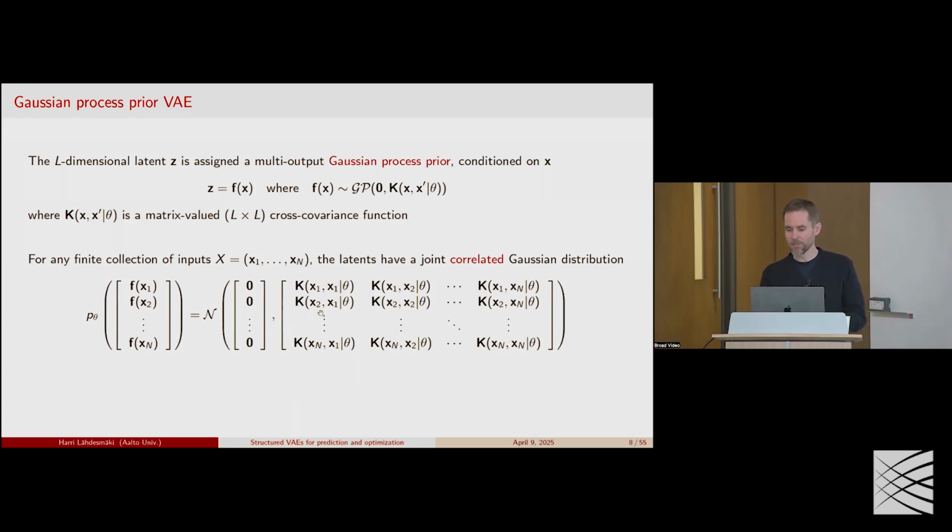And the intuition is that the cross covariance function defines how strongly the different data points are coupled. So for those data points where the inputs are close by, the correlation is high. For those data points where the inputs are far away, the correlation is low. And then of course that strength of the correlation is also learned from the data. So this has been proposed already a while ago.